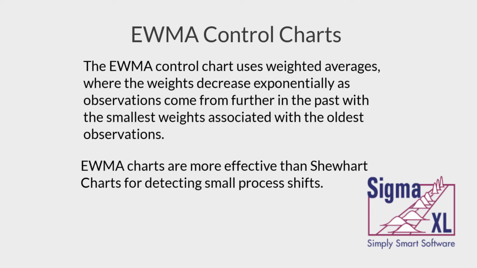The EWMA control chart uses weighted averages, where the weights decrease exponentially as observations come from further in the past, with the smallest weights associated with the oldest observations. EWMA charts are more effective than Shewhart charts for detecting small process shifts.